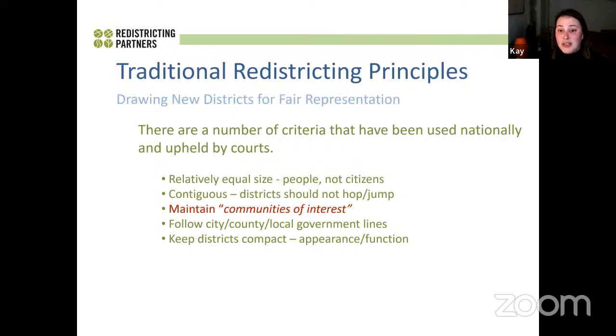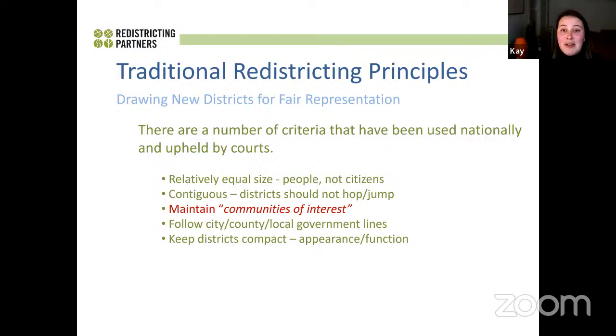A community of interest is a neighborhood, a community, or a group of people that have common policy concerns and would benefit from being maintained in a single district. And a community of interest is probably the most interesting traditional redistricting principle because it's defined by you, the community members. Another way of understanding a community of interest is it's a way for a community to tell its own story about why it's unique when compared to surrounding communities.